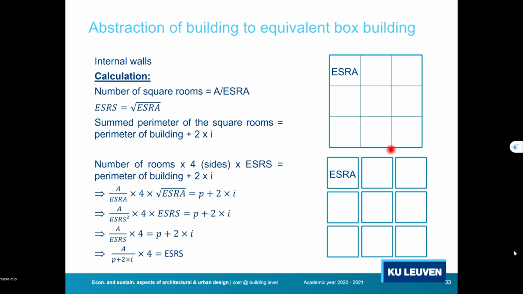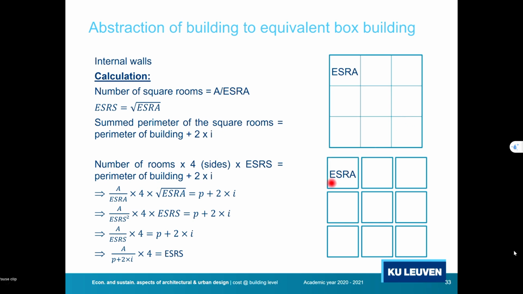Now, if we subdivide our total box building by these different rooms and we calculate the length of all the walls surrounding these square rooms and sum them up, the total length should be equal to the perimeter of the building plus the total internal length of the internal walls of my real building, multiplied by 2, because I have 2 times this length, while I want to simplify it to 1 length.